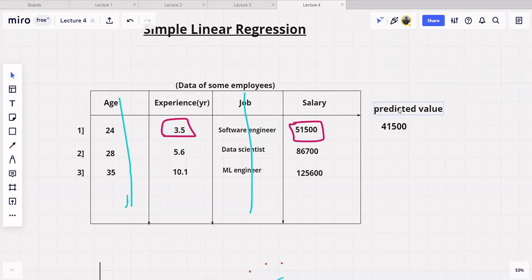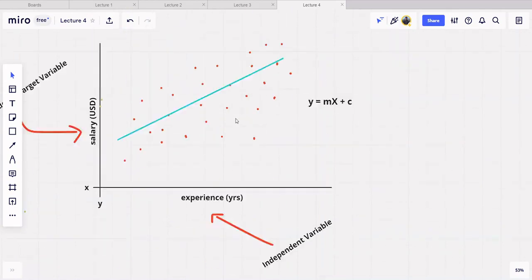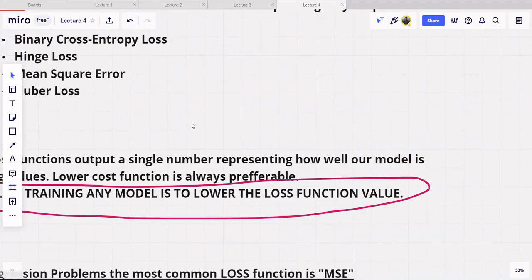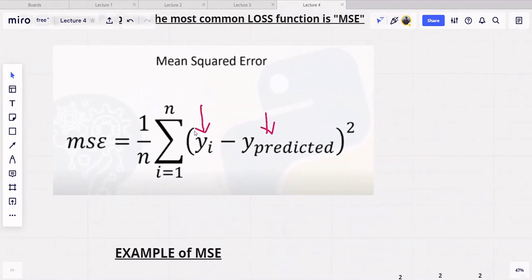So this is what the loss function represents. The loss function basically says that for all the rows, for all our samples in our data set, it is an average of the squared difference between the true value and the predicted value.